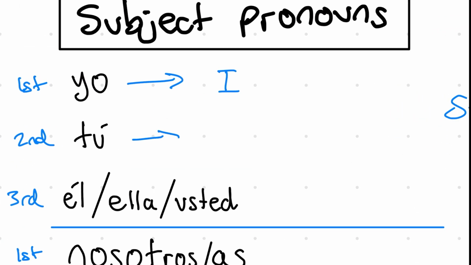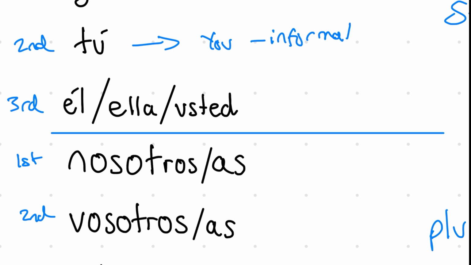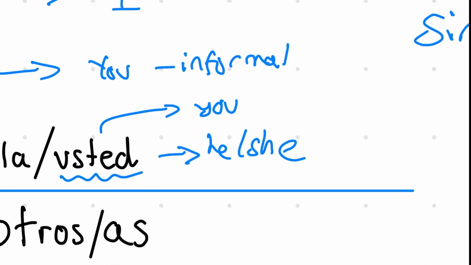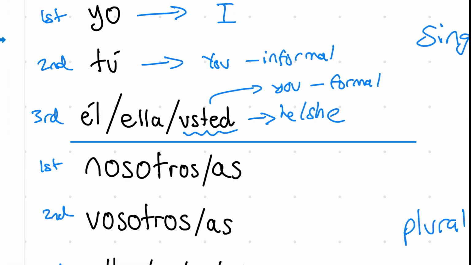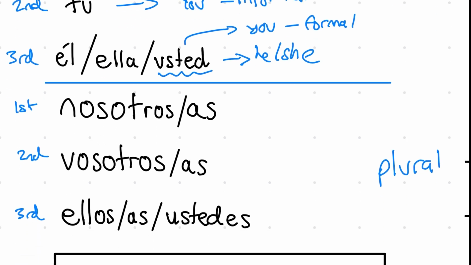Tú is you singular, and it's informal. So it's one person and it's the informal you. Then we've got él and ella. This is the third person. This is he or she. And this usted is you singular, but it's formal. So if you want to talk to someone in a formal context, we're going to use usted. And usted uses the he, she ending. So it's just like we're referring to he or she, but we're using the you formal instead.